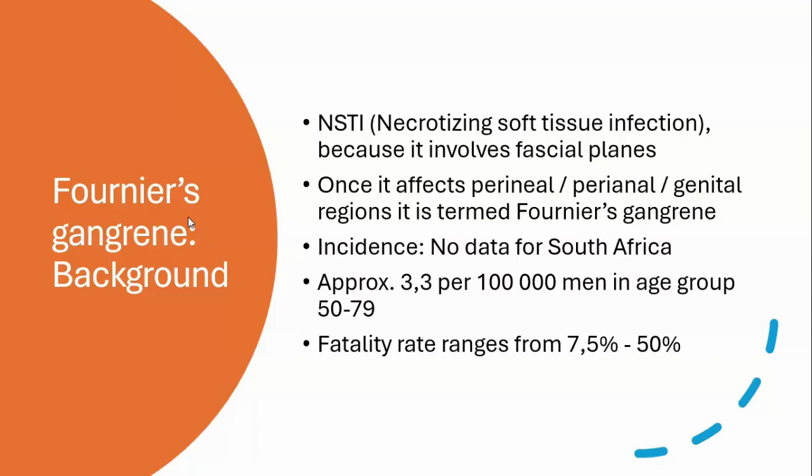So Fournier's gangrene is actually a necrotizing soft tissue infection because it spreads in the fascial planes. It affects the perineal region, and that's why it's termed Fournier's. Obviously, there's very limited data for the South African setting, but approximately three per 100,000 men in the age group of 50 to 79 are affected. This is US stats. And then you can see the fatality rate ranges anywhere from 7.5 to 50%. I would assume our setting is different given our comorbid disease and presentation.